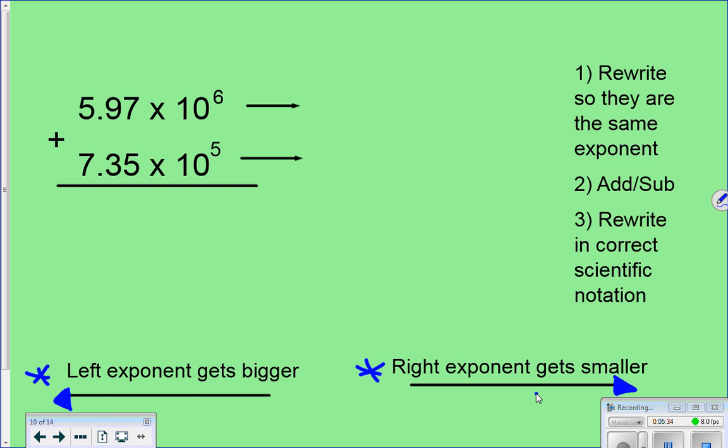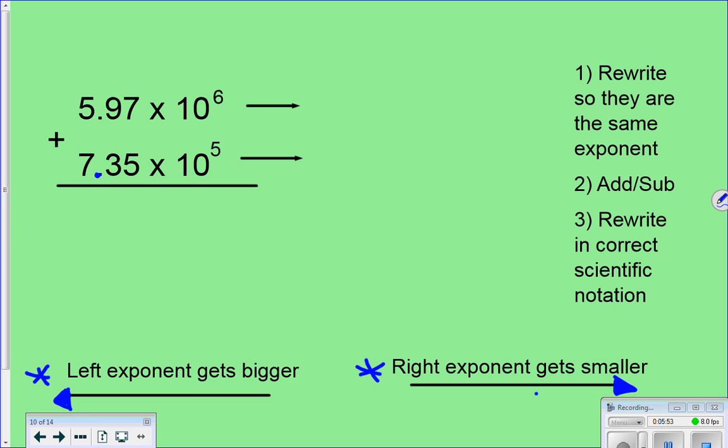Okay, because watch. Let's say this one. How many spaces is it going to take me to get to my answer? 5, right? 3, 4, 5. If I move it over, now how many spaces is it going to take me to get to my answer? 1, 2, 3, 4, 5, 6. That's why if I move it to the left, that exponent's going to get 1 bigger.